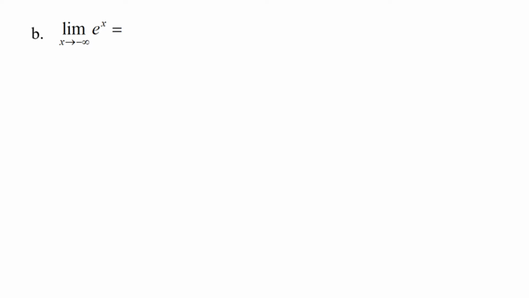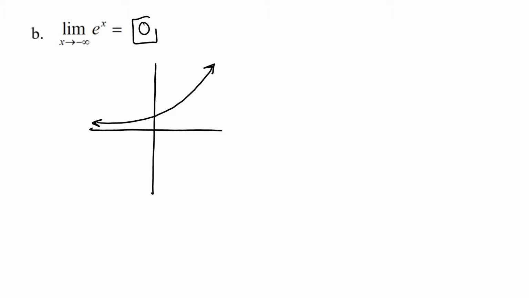This can also be helpful with limits as x approaches negative infinity, say for the limit as x approaches negative infinity for e to the x. The graph of e to the x looks something like this. And we can see as we go to negative infinity that e to the x approaches 0, since we have that horizontal tangent at y equals 0.